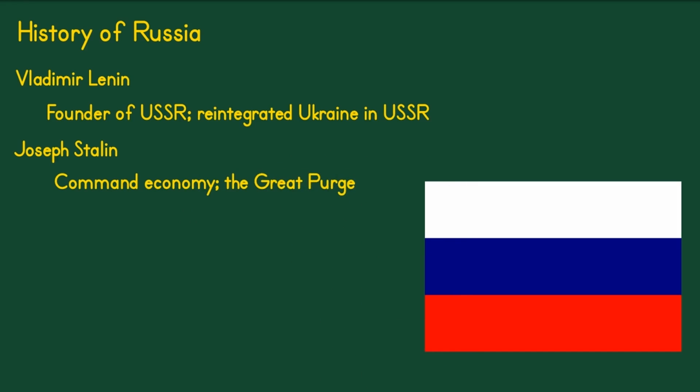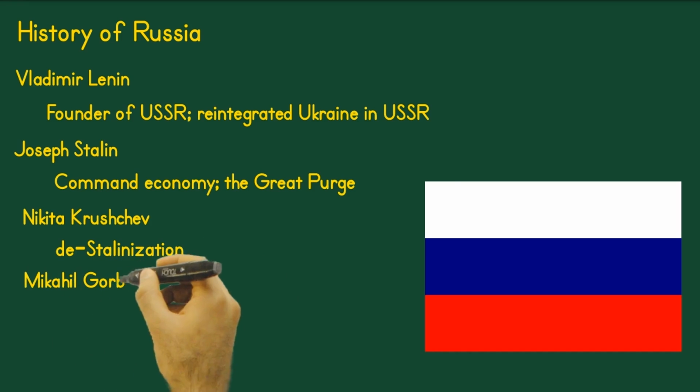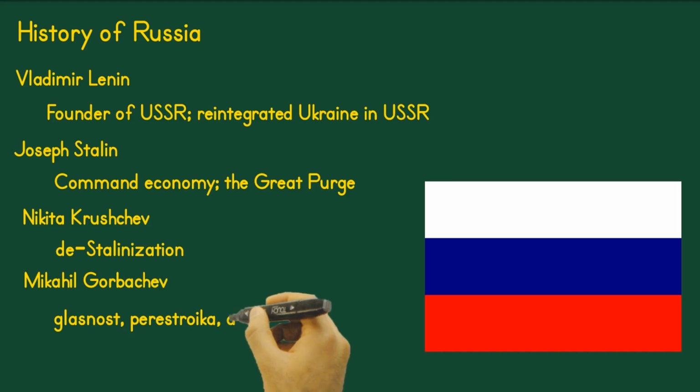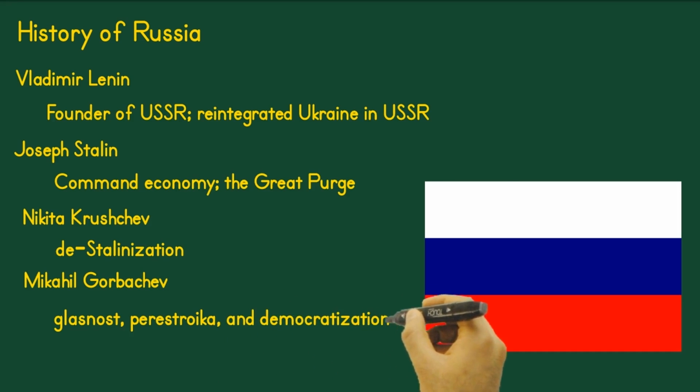He also started the Great Purge to get rid of his enemies. He was succeeded by Nikita Khrushchev in 1953, with his policy of de-Stalinization. The last Soviet leader, Mikhail Gorbachev, introduced glasnost, openness, perestroika, restructuring, and democratization. These policies led to the break of the Soviet Union and the independence of Ukraine. The Russian President Boris Yeltsin adopted a shock therapy in the economy, a strategy of sudden adoption of capitalism in Russia.